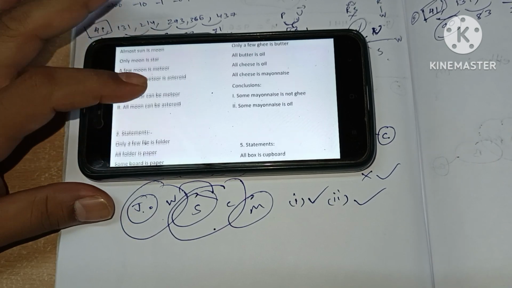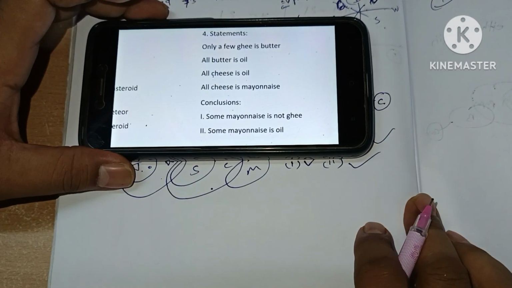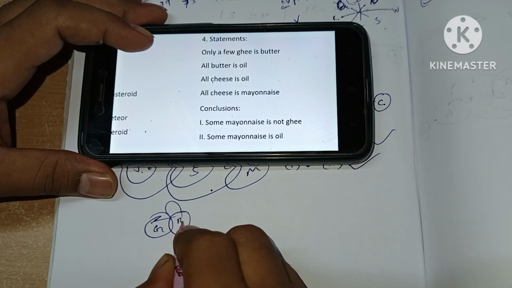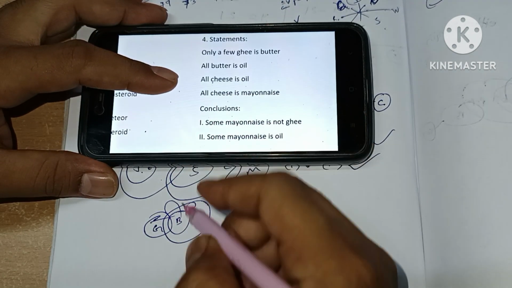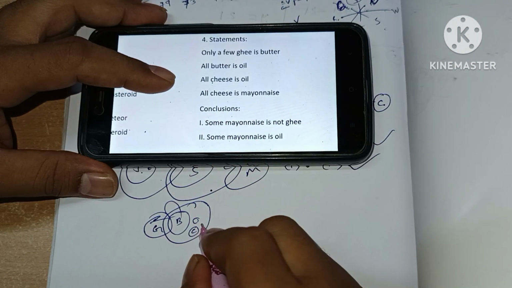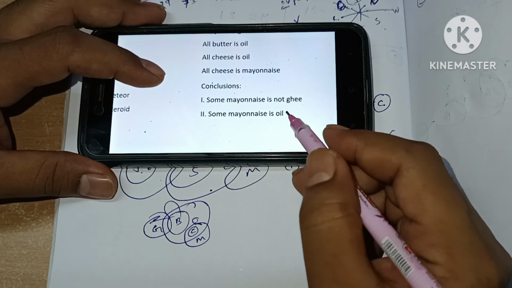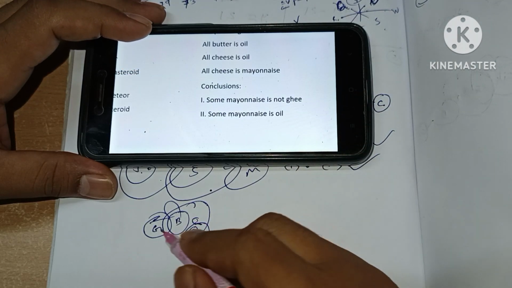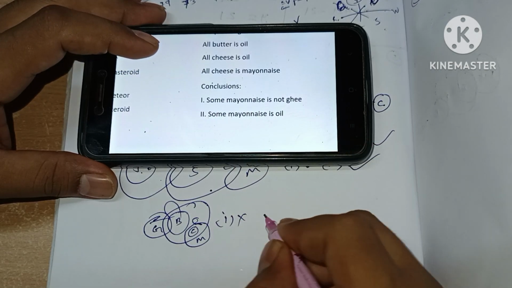Next we are going to see fourth question. Only a few ghee is butter. All butter is oil. All cheese is oil. All cheese is mayonnaise. Let's see conclusions. Some mayonnaise is not ghee. We check all mayonnaise can be placed inside ghee. Yes, it is possible. All case possible means some not case fails.